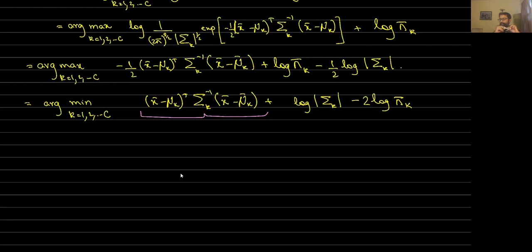Manal hasn't spoken yet. Right. So if I have sigma k as a diagonal matrix, or in other words, the identity matrix, okay? So what is this? If this were an identity matrix, let me write this out. This would have been x minus mu k transpose times x minus mu k.